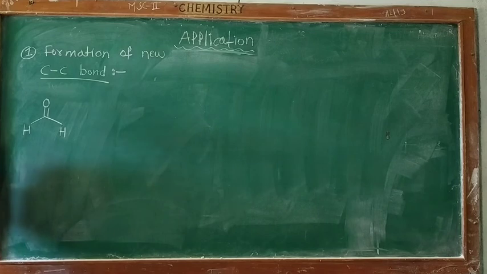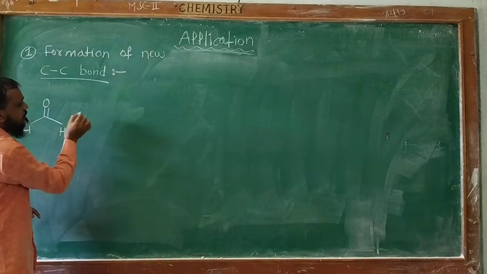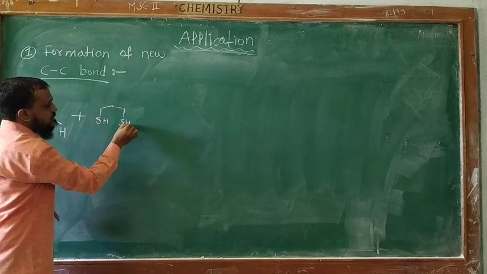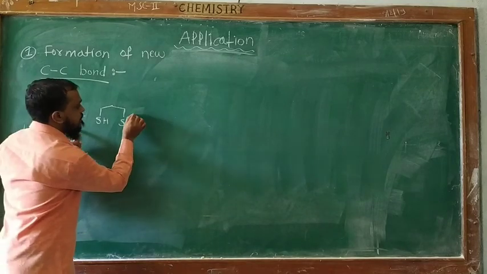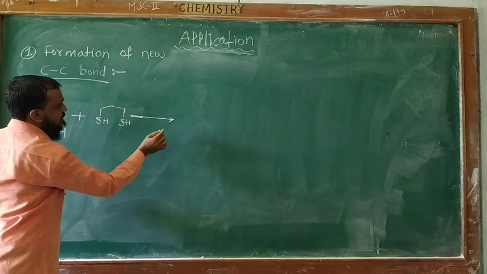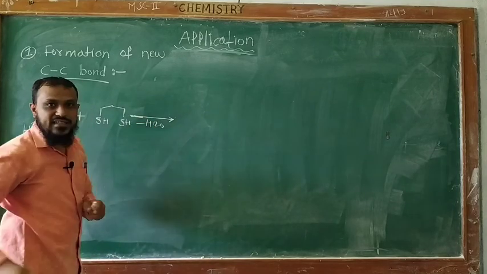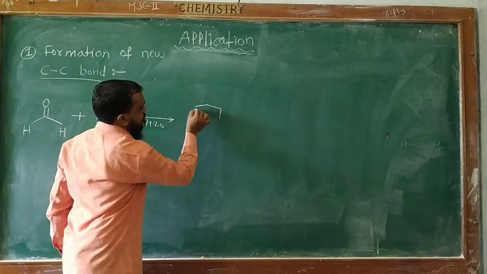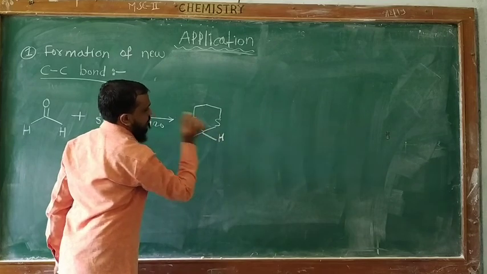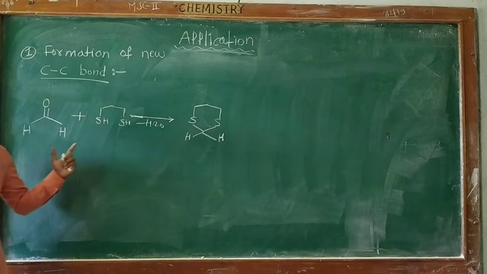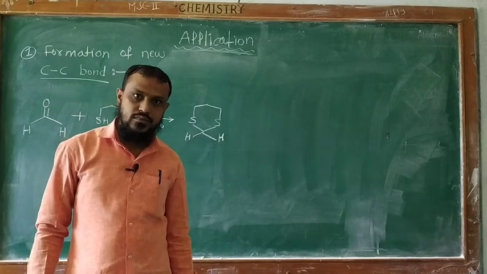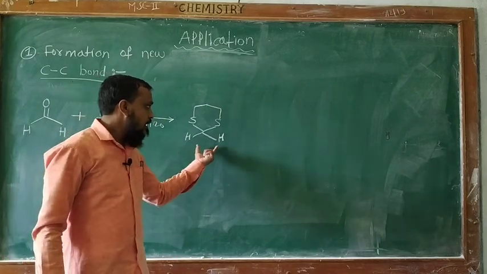So here we will write formaldehyde. This formaldehyde is treated firstly with 1,3-dithiol. They react with each other, a water molecule is removed, and we generate 1,3-dithiane. This is the structure of 1,3-dithiane, by the reaction of formaldehyde and 1,3-dithiol, with the water molecule leaving. This is our Umpolung reagent.